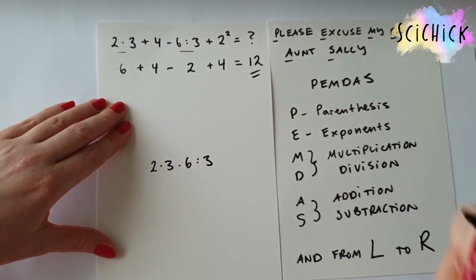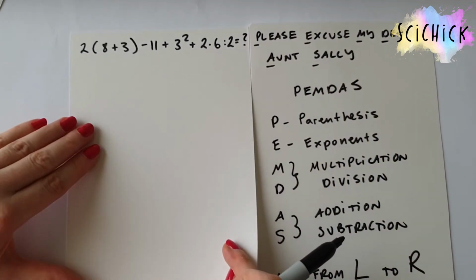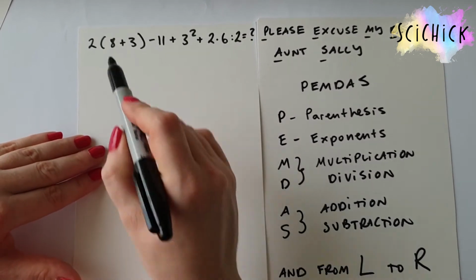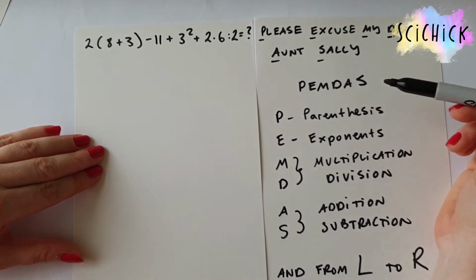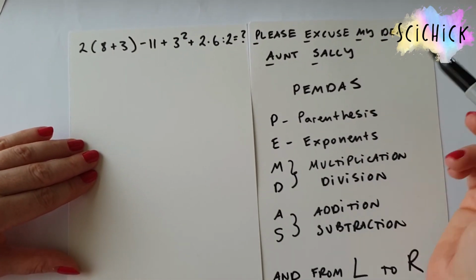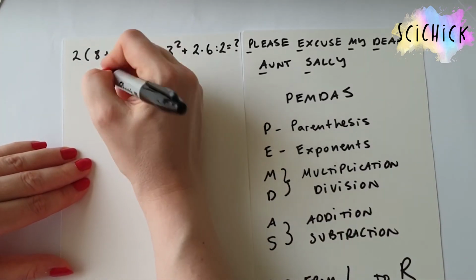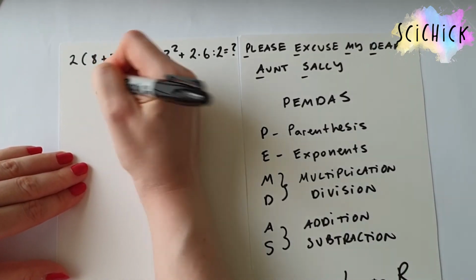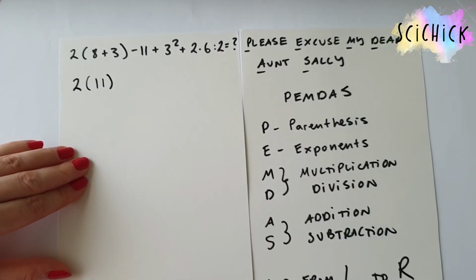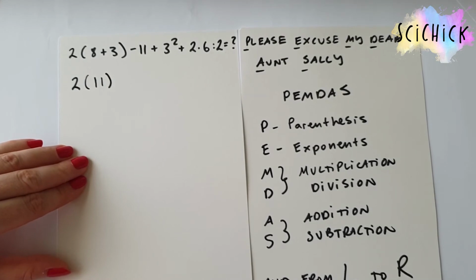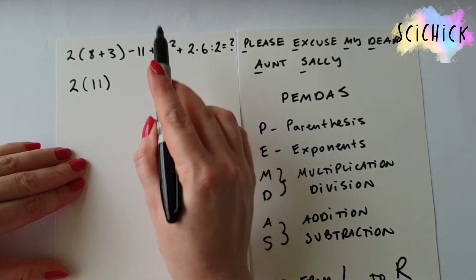Voila, I'm done. Are you ready to crank up the volume a little bit more? Now we have parentheses. Okay, so we do exactly the same thing. We're going to start with our P. Do we have parentheses? Yes, we do. So that is going to be 11, 8 plus 3. And I'm just going to take the 2 down with me, so it's not going to get confusing. And then I'm looking for exponents. Any exponents? Yes, there are.